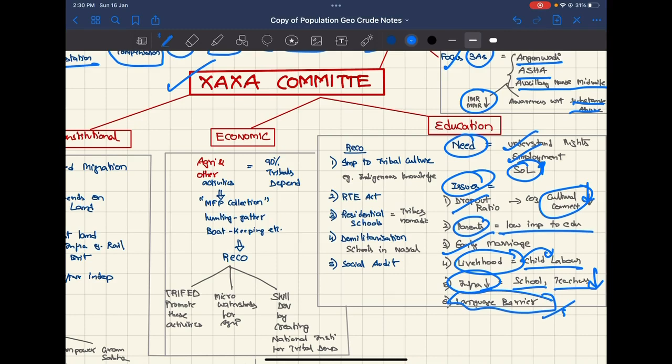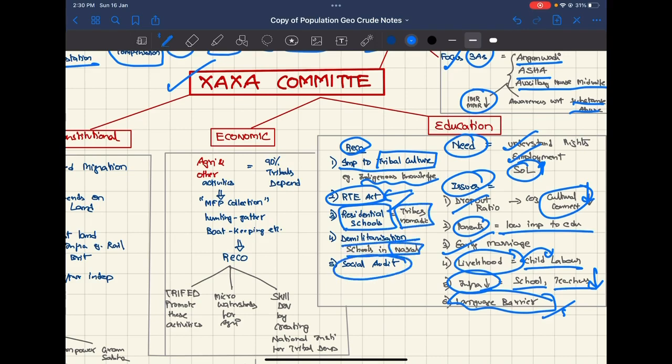So the recommendations are to give importance to tribal culture and education, for example indigenous knowledge, strict implementation of the RTE Act, and residential schools might be better because tribes may be nomadic, and demilitarization in the Naxal areas, performing social audits.